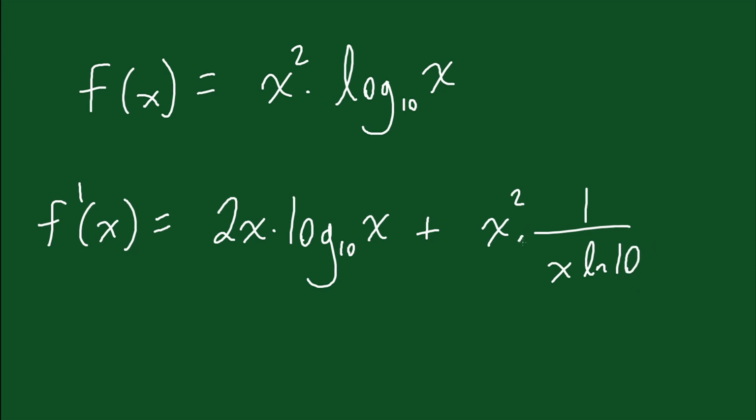And if you wanted to, instead of multiplying these things like this, you could simply put the x squared on the top of this fraction. Or in other words, you could say x squared over x natural logarithm of 10.